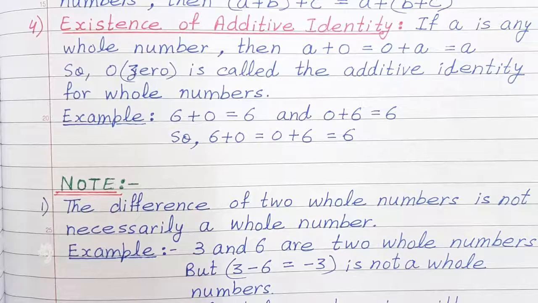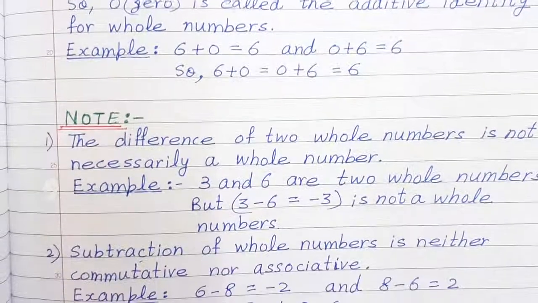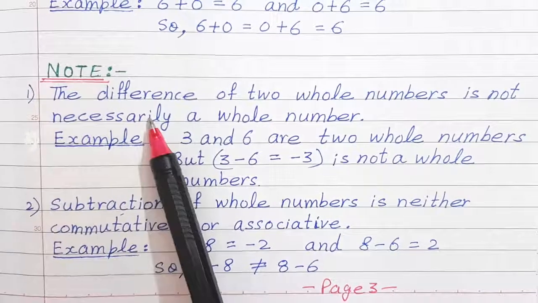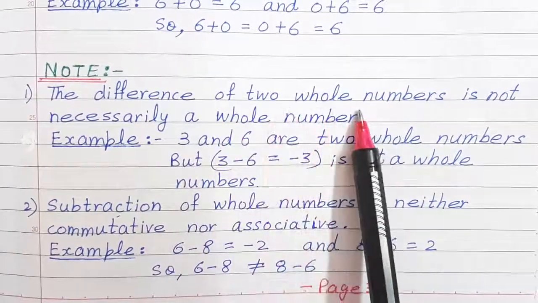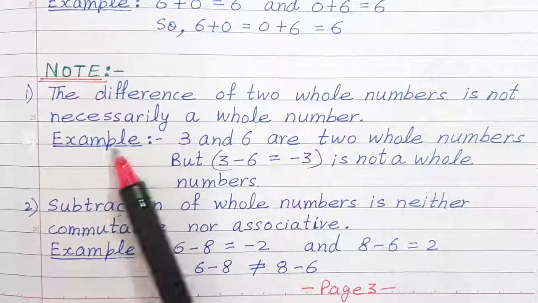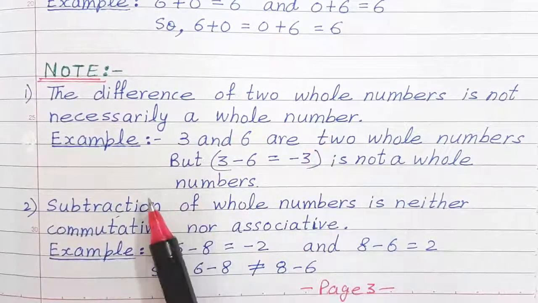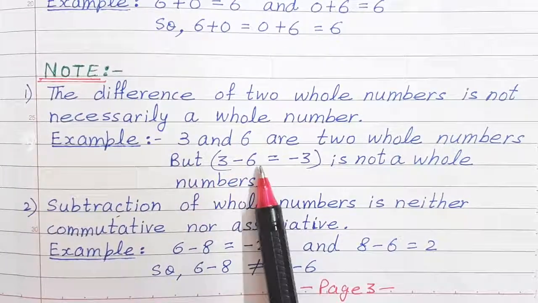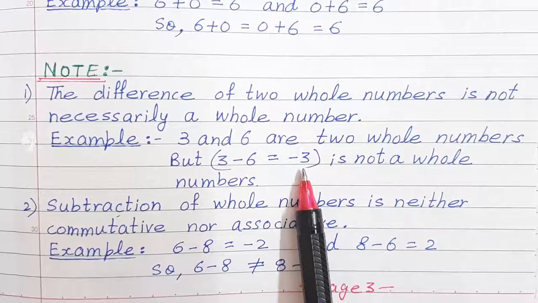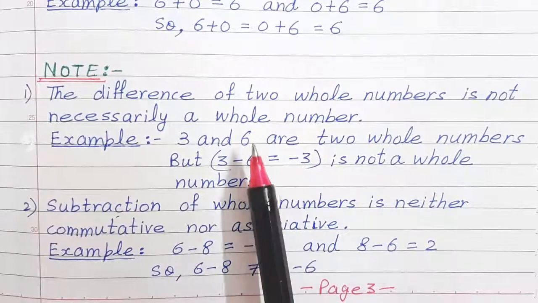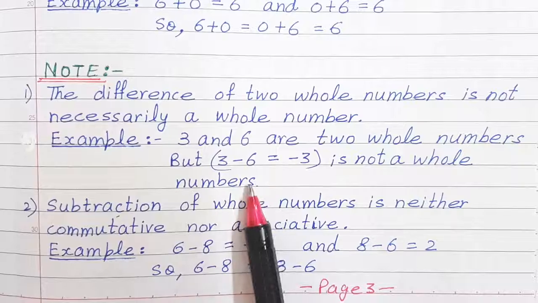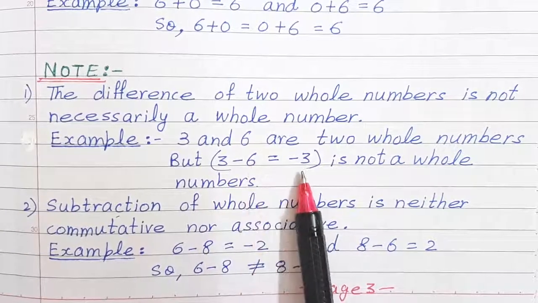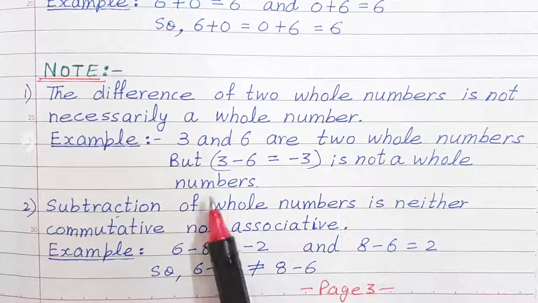Now children, let us note some important points here. The first important point is the difference of two whole numbers is not necessarily a whole number. For example, 3 and 6. 3 minus 6 is minus 3. But 6 minus 3 is 3. Right? So, 3 minus 6, that is minus 3, is not a whole number.